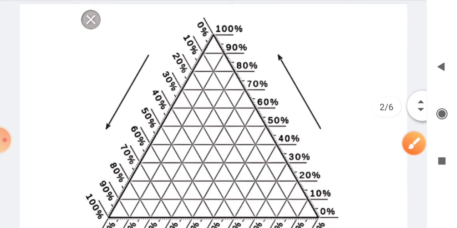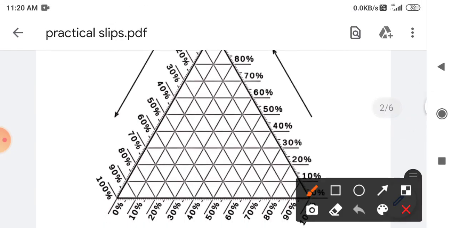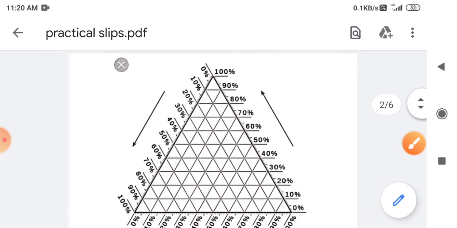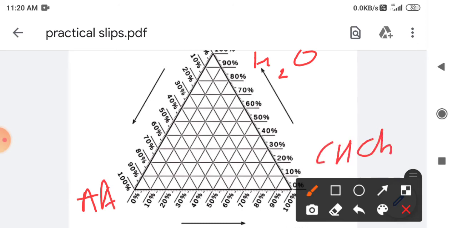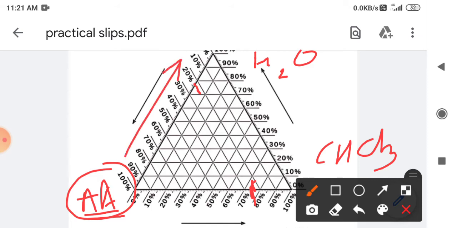On each corner we have 100% pure of that particular component. Suppose water is here, then acetic acid is here, and here in this corner we have chloroform. At a particular corner we have 100% of that component, and if we move away from this corner we get a decreasing amount of that component. So suppose here acetic acid is 100%. If we move up to this point, the amount of acetic acid is around 25%.